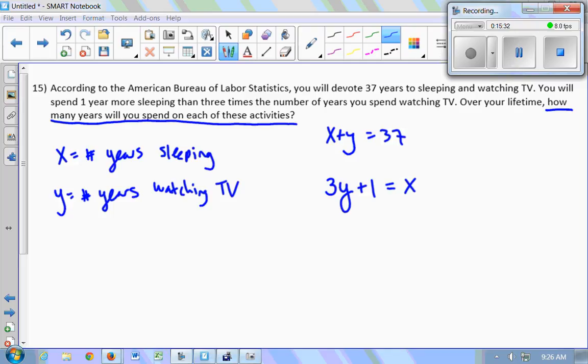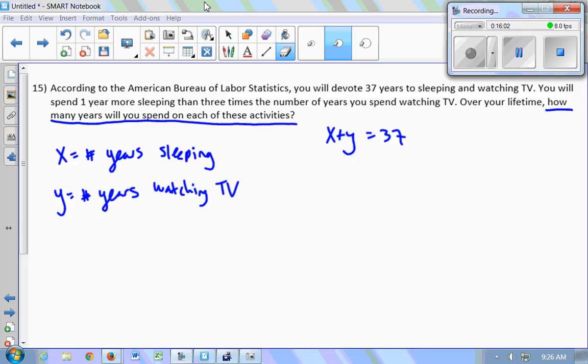So you want to spend 1 year more. I just want to make sure we wrote this equation right because it's easy to put the 1 in the wrong spot. Spend 1 more year sleeping than 3 times the number of years you spend watching TV. Okay, so 1 year more than that. Yeah, I'm not sure that 1 is in the right place.